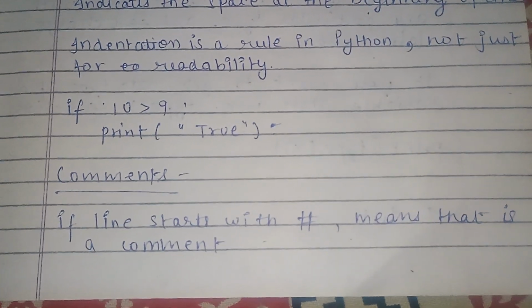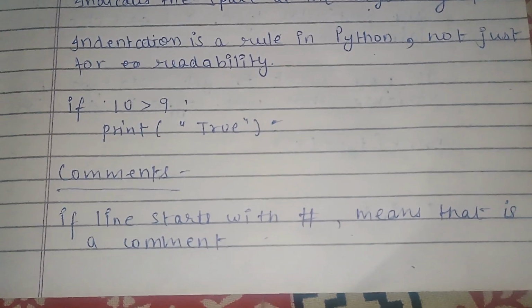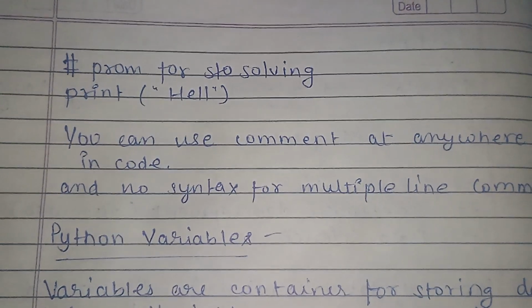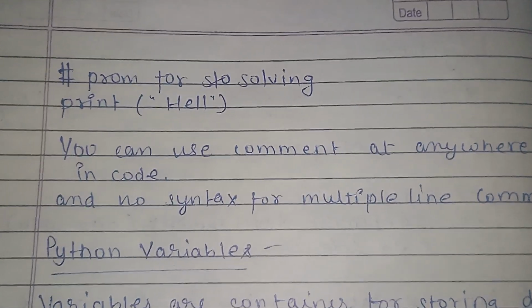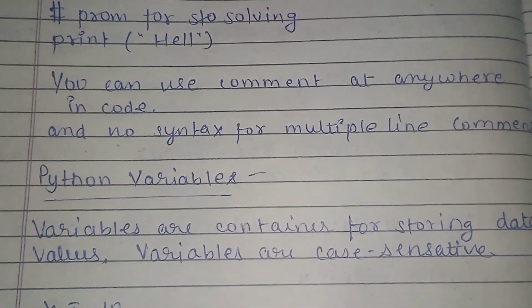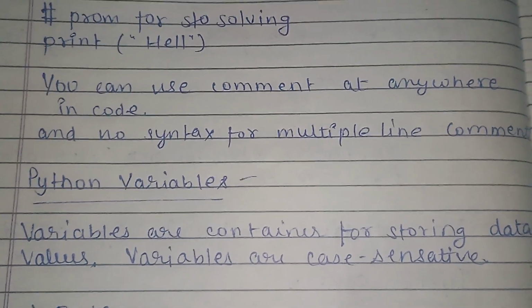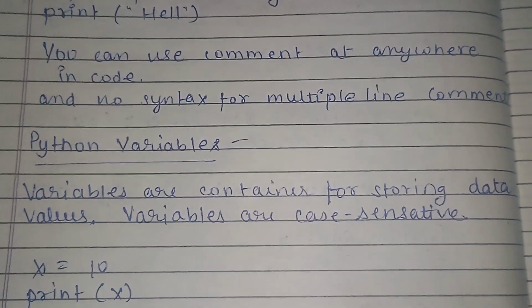If a line starts with a hash, that means it is a comment. And here is an example: you can use a comment anywhere in code. And yeah, there is no syntax for multiple line comments.